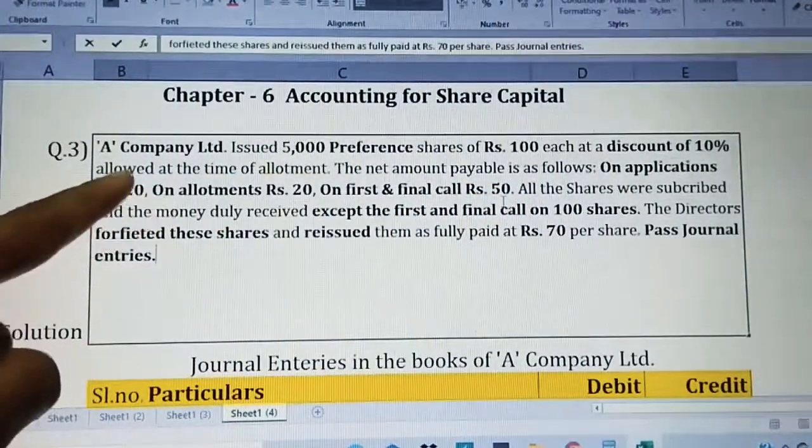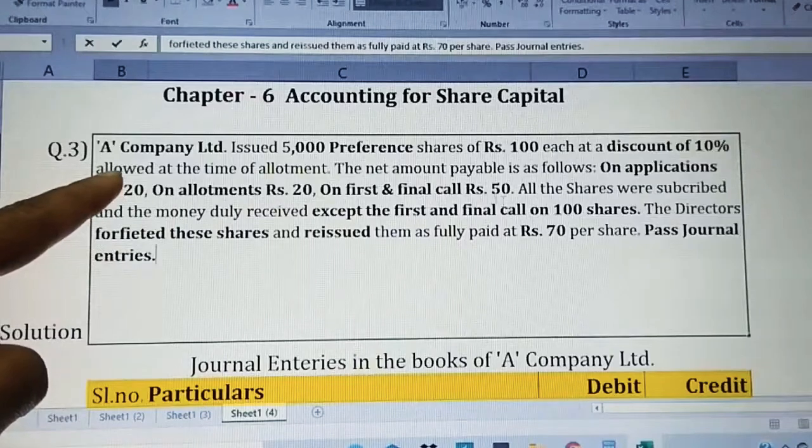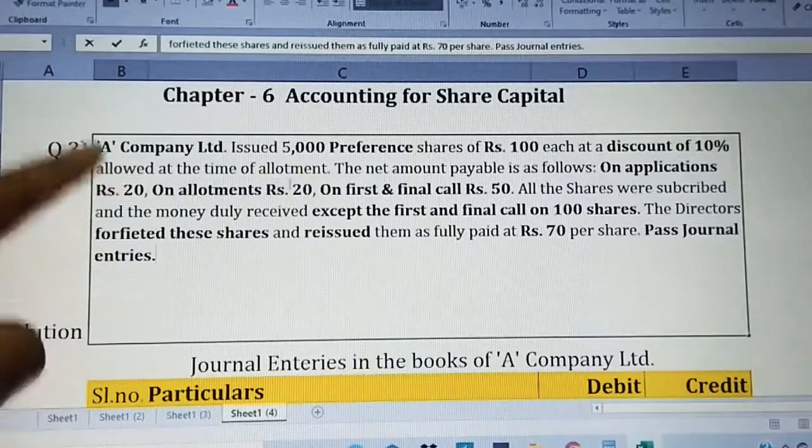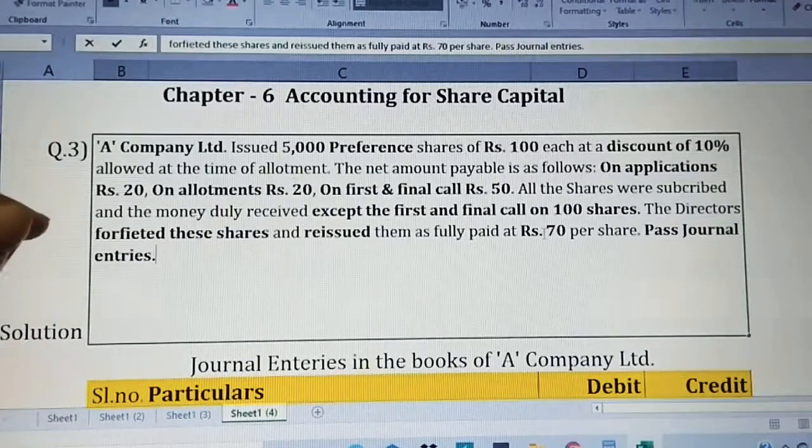That 10 rupees of discount will be shown under allotment because it was allowed at the time of allotment. Next, all the shares were subscribed and the money was duly received except the first and final call on 100 shares. So here we have a cancellation entry, which means forfeited. Then the directors forfeited these shares and reissued them at rupees 70 per share. Pass the journal entries. So now this is with a discount. Let us see what changes we are going to come across.